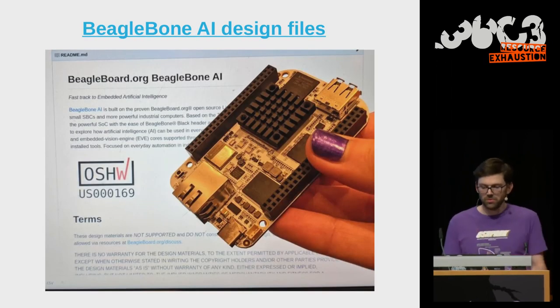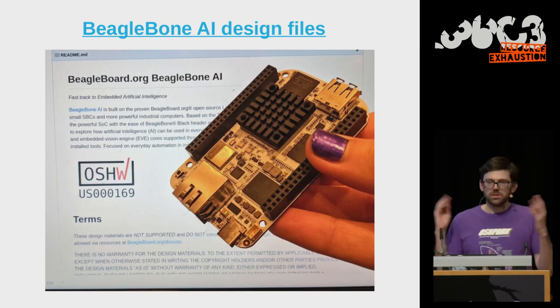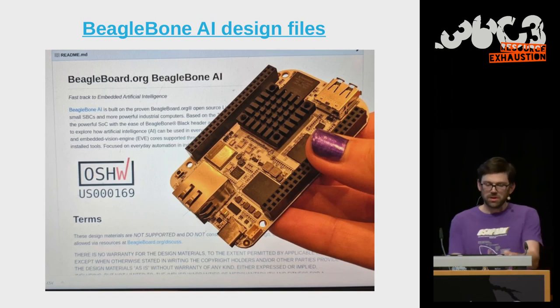And then here's an example of the logo. The latest board we had was the BeagleBone AI. We registered that back in the summer. It's US because it was registered in the US, that's the country code, and then it's 169, just a sequential number. So it's easy for people to identify if they go to the GitHub. OK, it's open source hardware certified, and it links off to the page on the database with information about it.